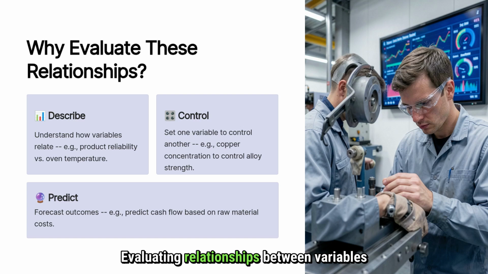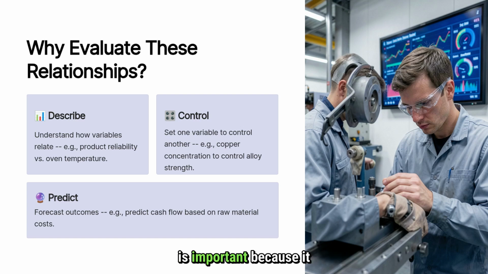Evaluating relationships between variables is important because it helps organizations understand how one factor influences another and supports better decision-making. By analyzing these relationships, teams can identify key drivers of performance, improve process control, and make more accurate predictions. The first reason is to describe how variables are related.